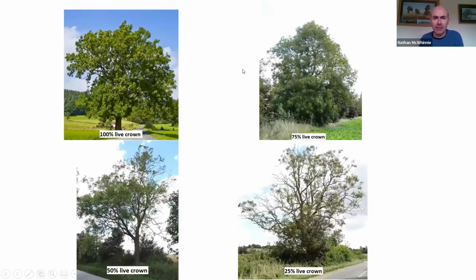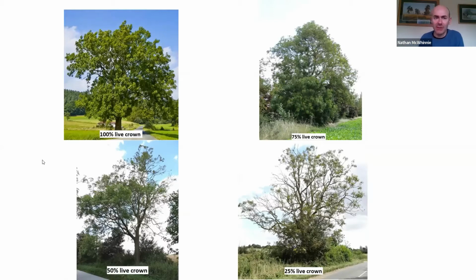So this is the guide that we look at. Basically, this came from Norfolk and Suffolk. This is part of their guide, and it's really useful when you're going out. You can get a basic idea of the general level of decline. We use 100% live crown down to 25% live crown. Confusingly, that's the other way around from how Norfolk do it.